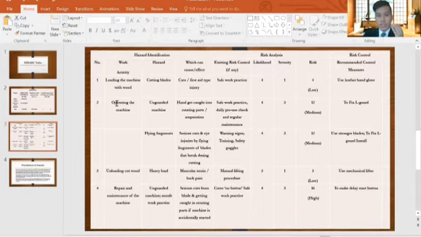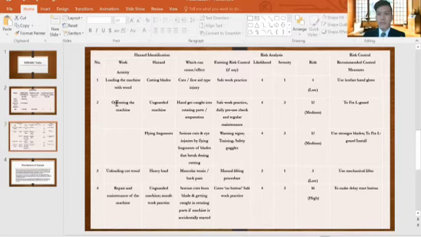So for the second work activity, the work activity being done here is the operation of the machinery, for which the hazard identified would be an unguarded machinery that could cause hands to get caught into rotating parts, or in other cases, it could cause amputation. As stated here, the existing risk control that has been implemented would be a safe work practice, as well as a daily pre-use check and regular maintenance of the machinery.